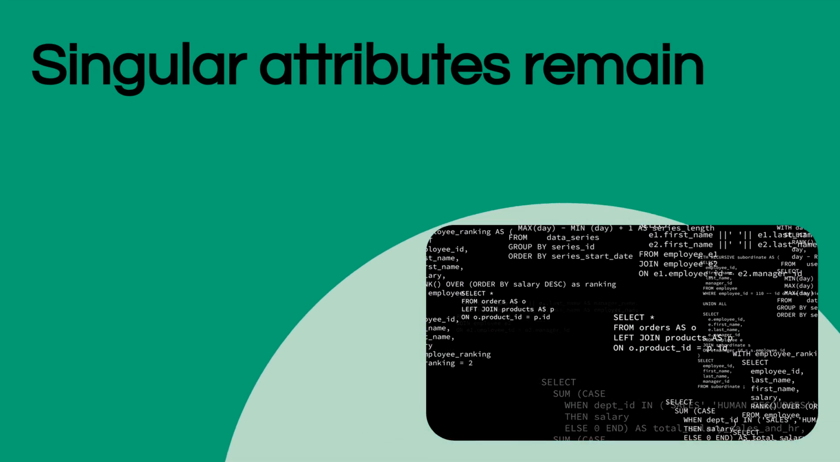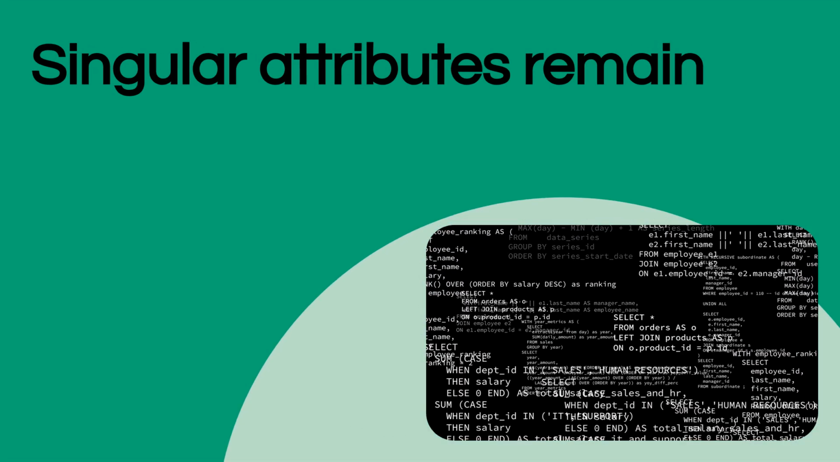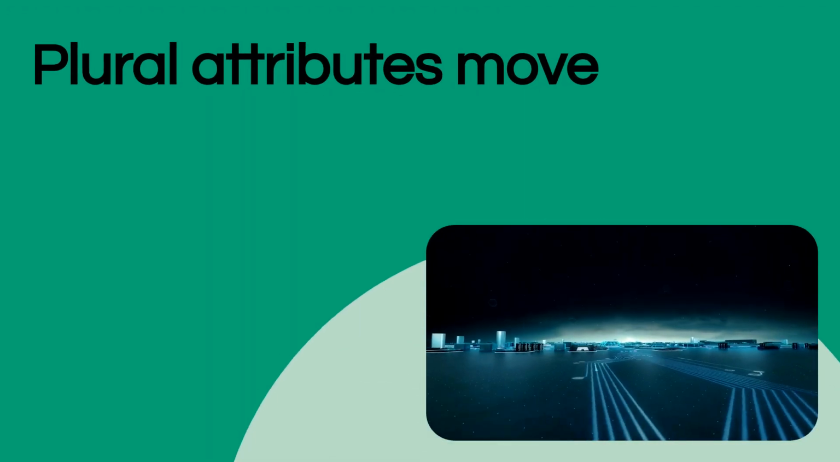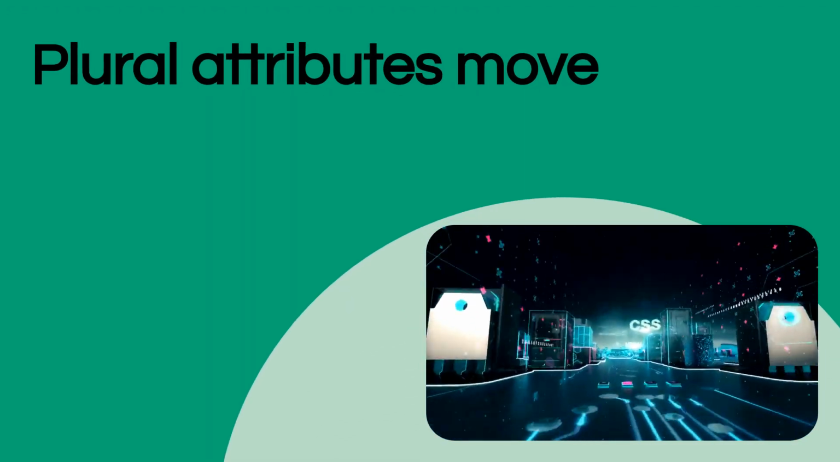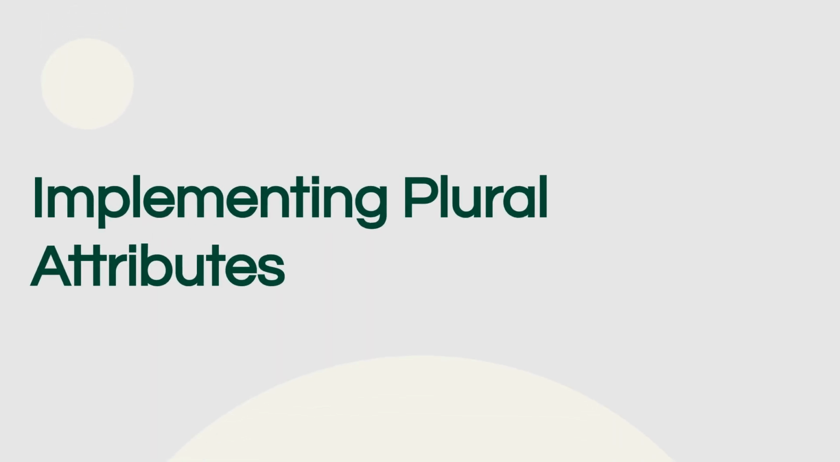Singular attributes, those with a single value per entity, simply remain as columns within the initial table. Plural attributes, however, those that can have multiple values per entity, move to a new, dedicated weak table. Let's focus on how to correctly implement these plural attributes to maintain normalization and data integrity.